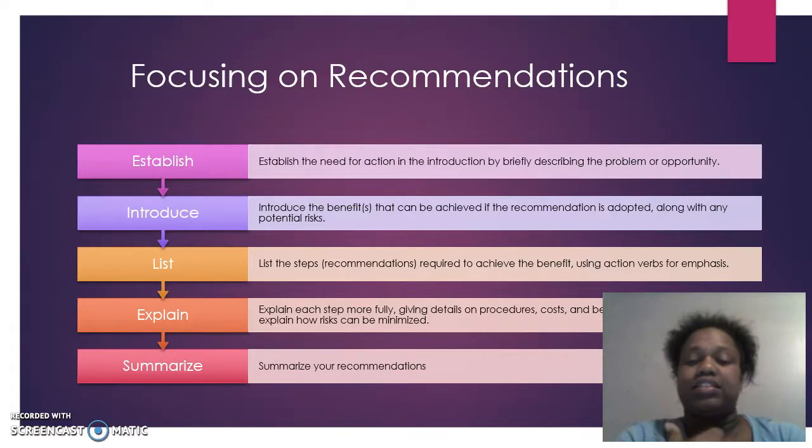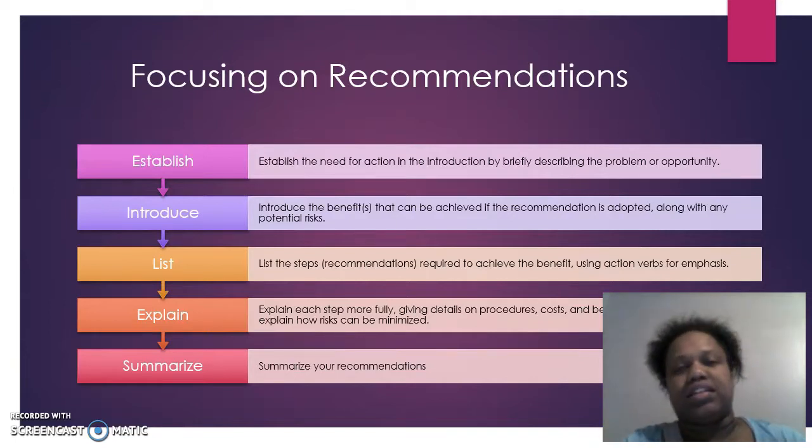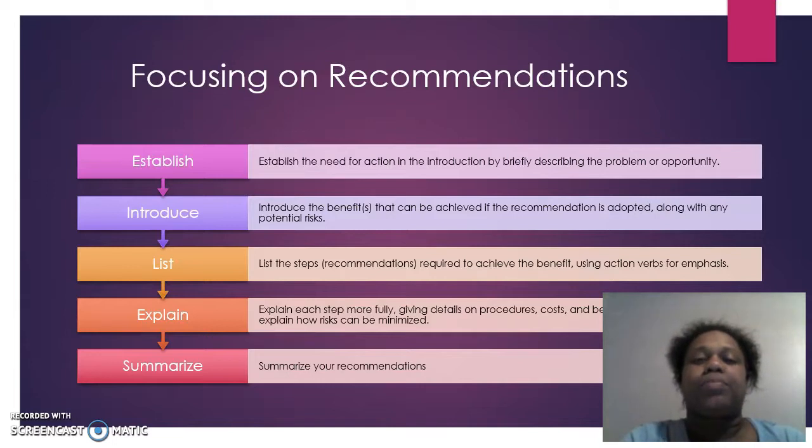Three, list the steps required to achieve the benefit using action verbs or emphasis. So we could say something like, by adding 2 employees, employee A would be providing this skill, and employee B would be providing X skill, and providing these skills into the department will help with future beneficial aspects. And then explain each step more fully, giving details on procedures, costs, and benefits if necessary.